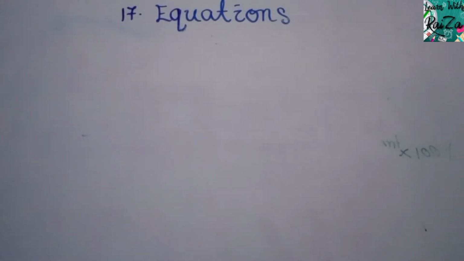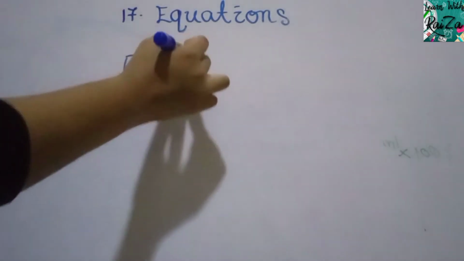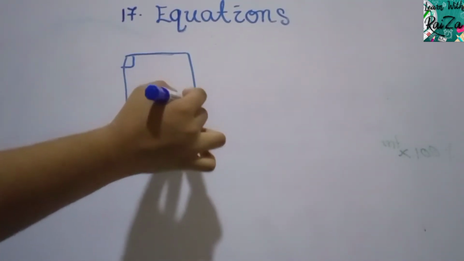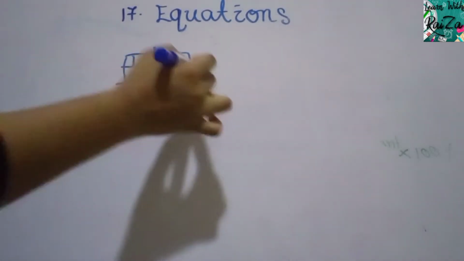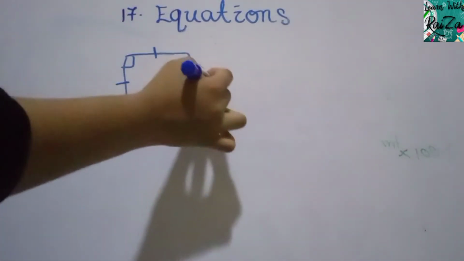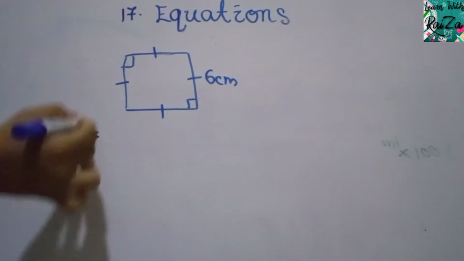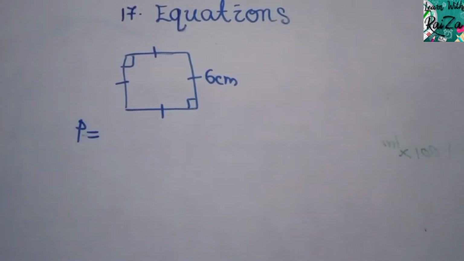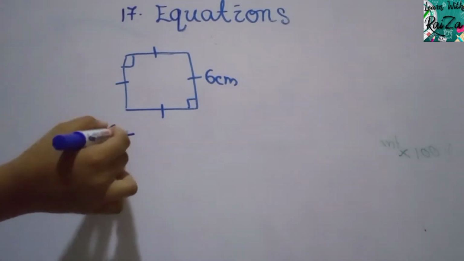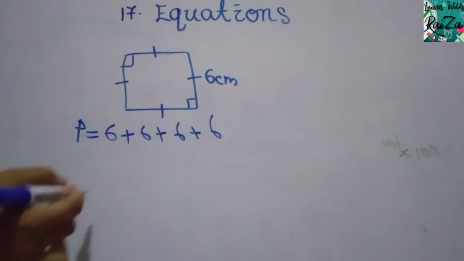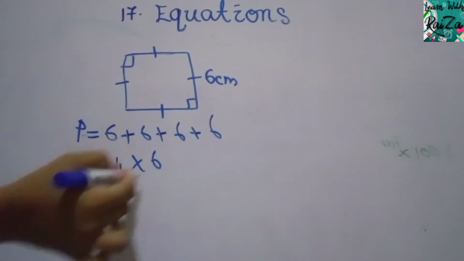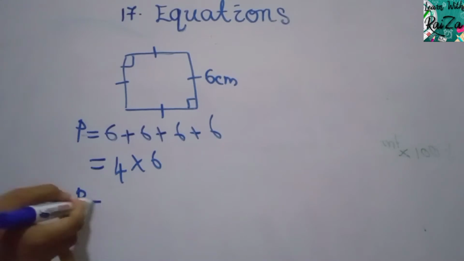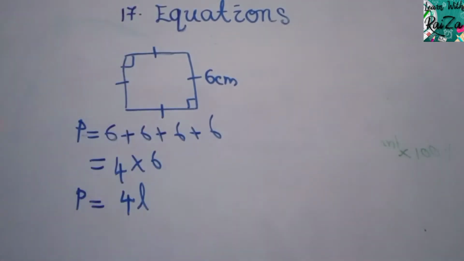Next, let's see how to form a formula for finding the perimeter of a square. A square is the same story: right angles, and all the sides are equal. So I will give only one side, 6 centimeters. Perimeter means the addition of all the outer lengths. So there are 6 centimeters plus 6 centimeters plus 6 centimeters plus 6 centimeters. Altogether there are 4, so 4 times 6 centimeters. In other words, perimeter is equal to 4L, 4 times the length. So 4L is another simple equation.